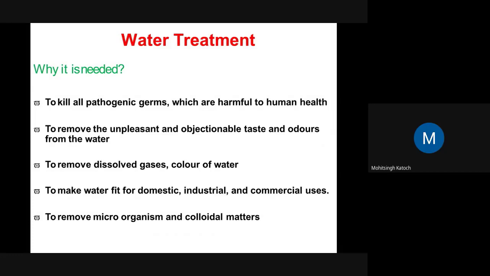Water treatment is also required to make water fit for domestic, industrial as well as commercial uses. Last but not the least, it is needed to remove the microorganisms and the colloidal matters which are present in the water, and you can say in the raw water. So to achieve all these objectives, treatment of water is very much important.